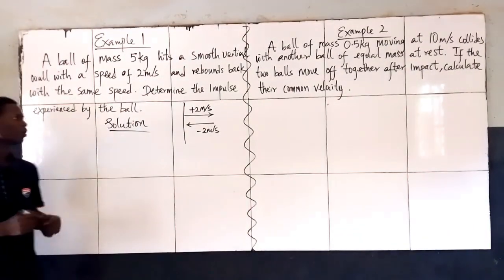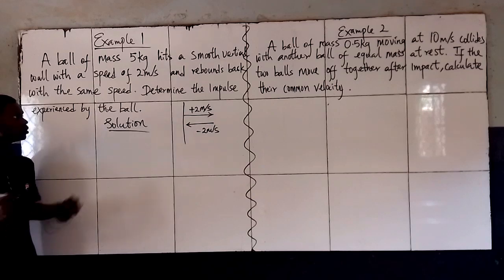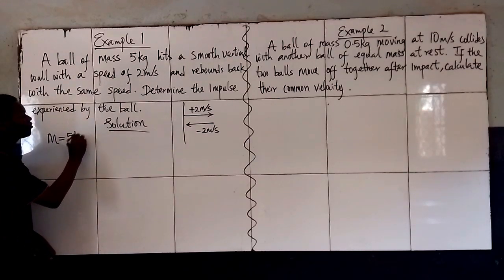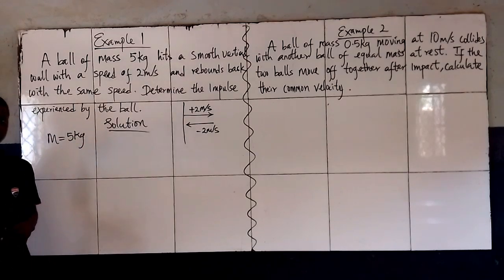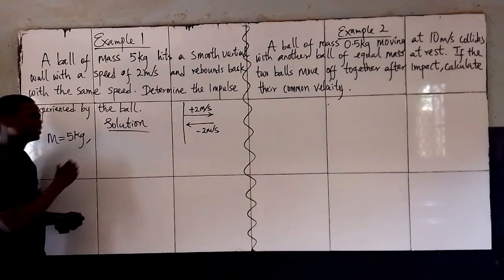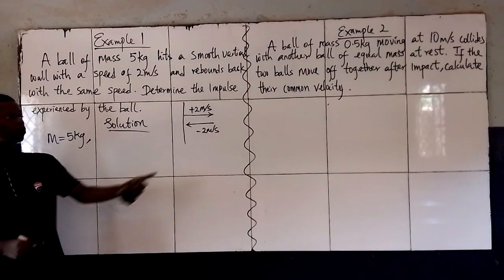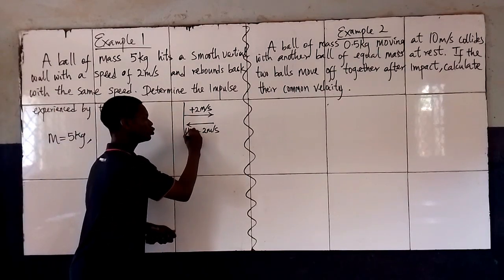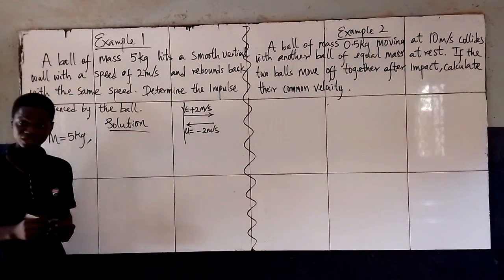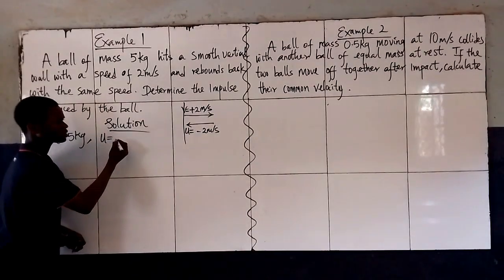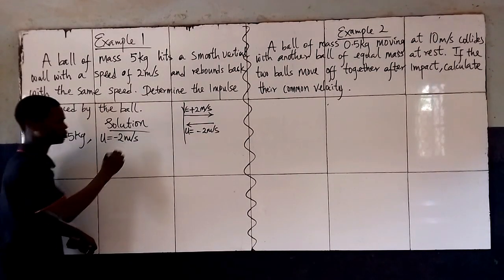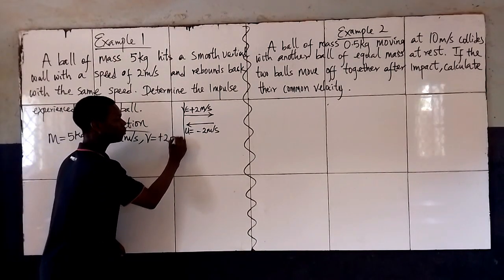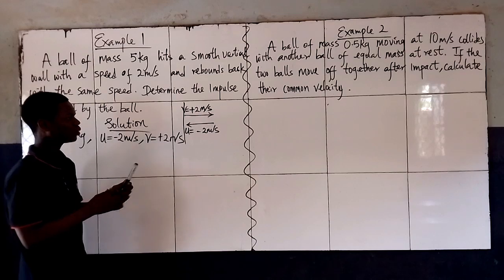Okay? Now let's deduce all we were given in this question. We're told a ball of mass 5 kg. M is 5 kg, and that is the SI unit, is it not? So there's no need to convert. Now, which was the initial case? This was the direction it was coming. So this is our U, and this is our V. So U is minus 2 meters per second, and the final, which is V, is plus 2 meters per second. Like this now, we have successfully analyzed this.